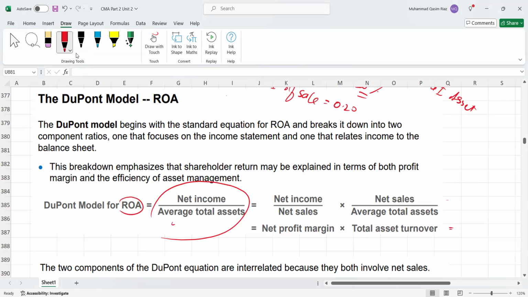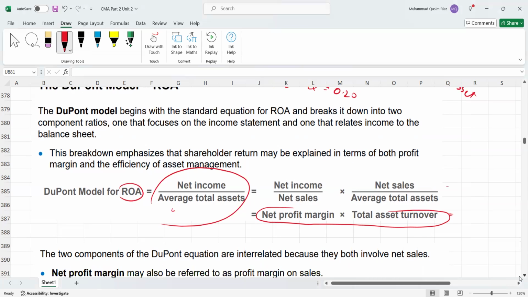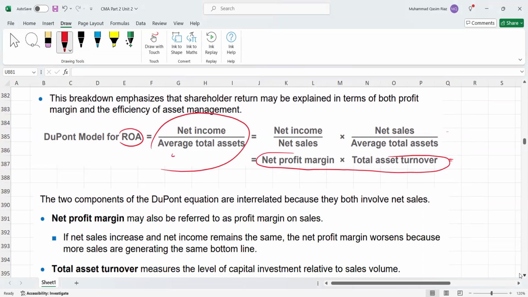And the second formula is the DuPont model. If you are applying the DuPont model, then you need net profit margin, which should be multiplied with what? With the total asset turnover ratio. This will also give you return on asset. Understood, guys? I hope it is clear. Now please remember, let's understand two to three more theoretical things that I'm going to explain now.